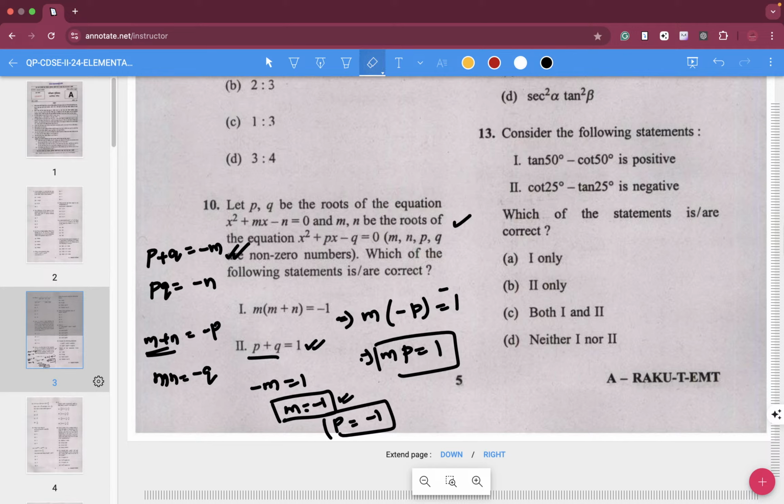Now we know certain values over here. Look at this carefully.